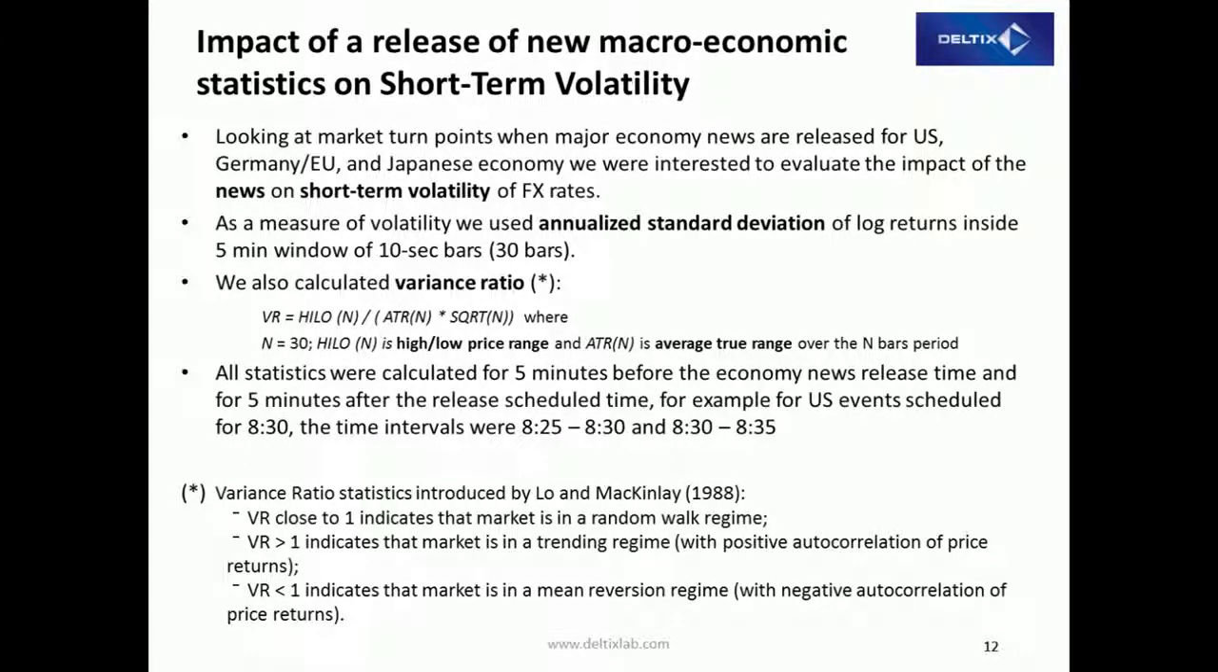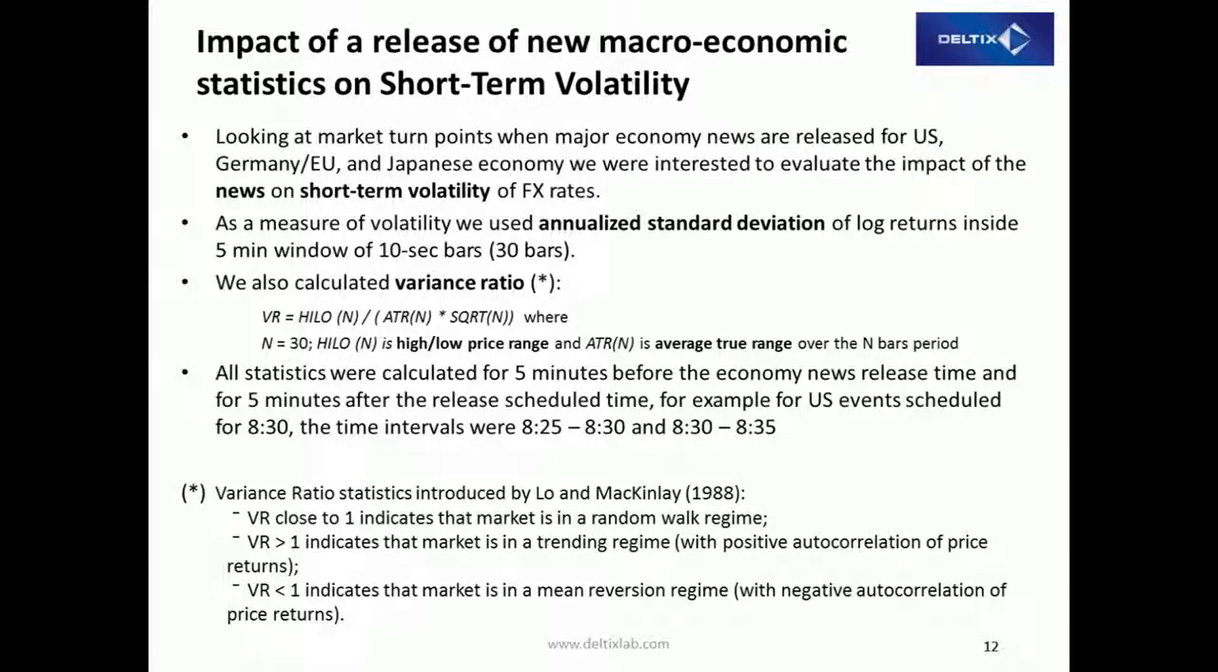The second measure is known to the community of technical traders as the variance ratio, which was introduced by Lo and MacKinlay in the late 80s. We actually did something called Parkinson's mean volatility variance ratio, which is basically the spread between high-low over 5 minutes divided by average true range. And so these are the formulas, all right?